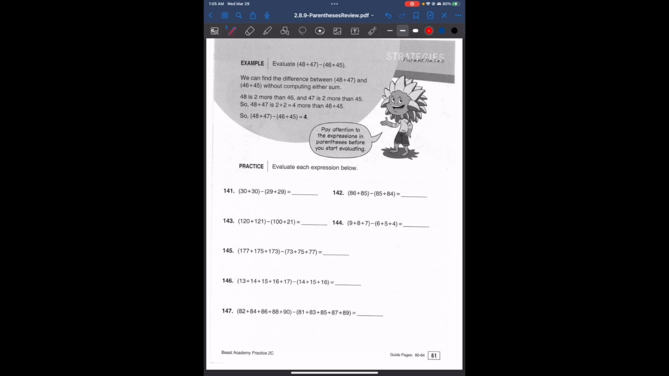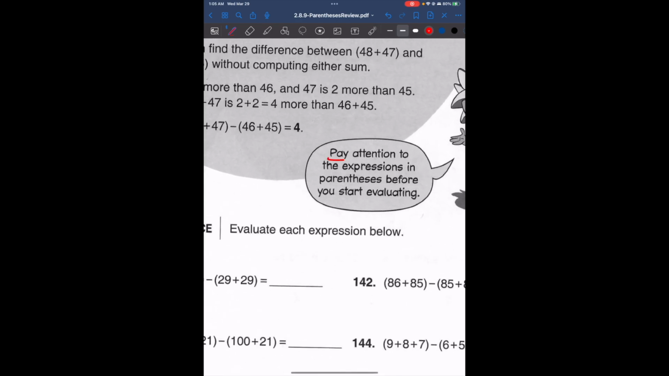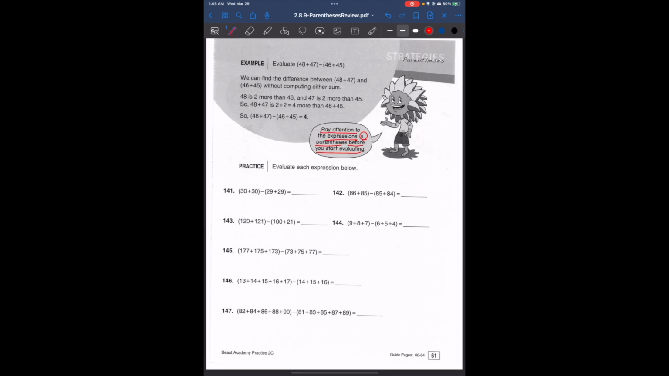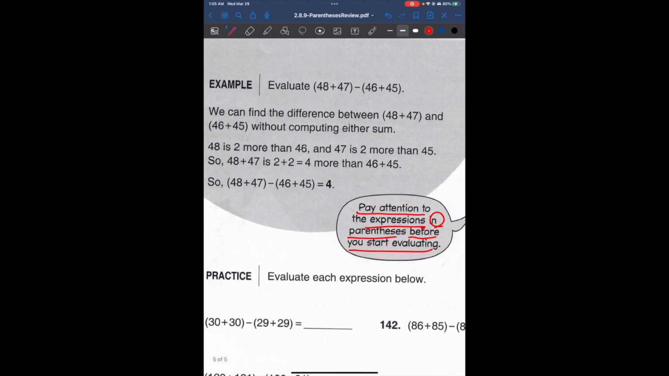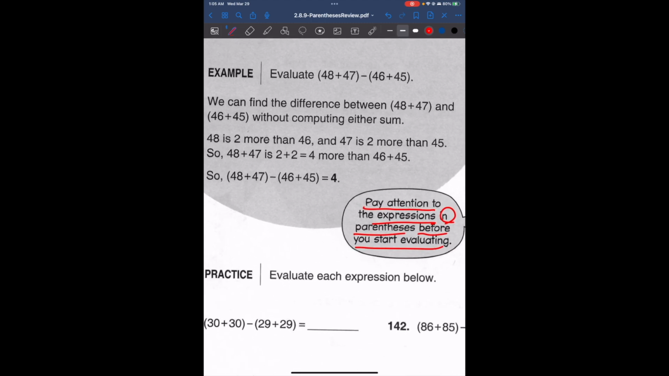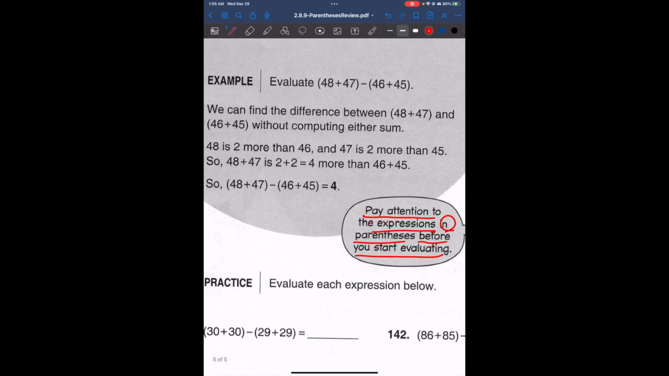Now we're going to be on the last page now. Now we need to pay attention to the expressions inside the parentheses before we start evaluating. Now let's look at what that means by looking at an example problem. Evaluate 48 plus 47 minus parentheses 46 plus 45.